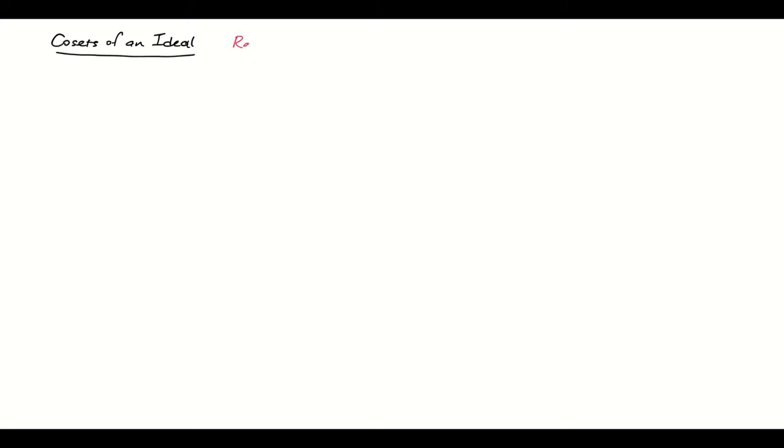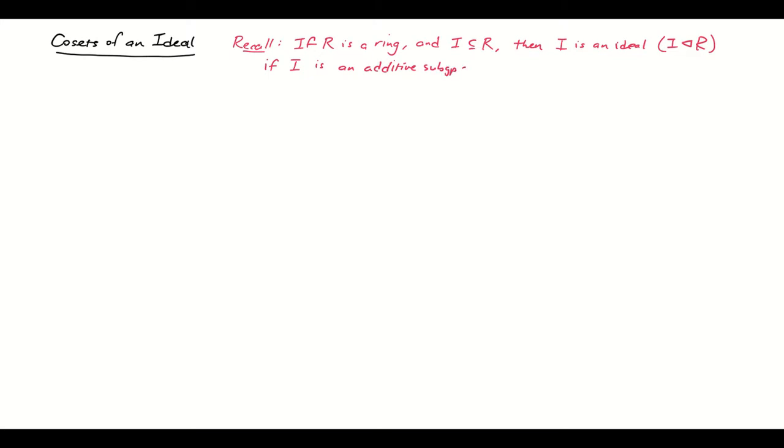So just as a reminder, recall if R is a ring, and we're assuming it's commutative with unity, and I is a subset of R, then I is an ideal. We can also write that I ◁ R if I is an additive subgroup of R that absorbs multiplication. And by that we mean absorbs multiplication by any element of R.